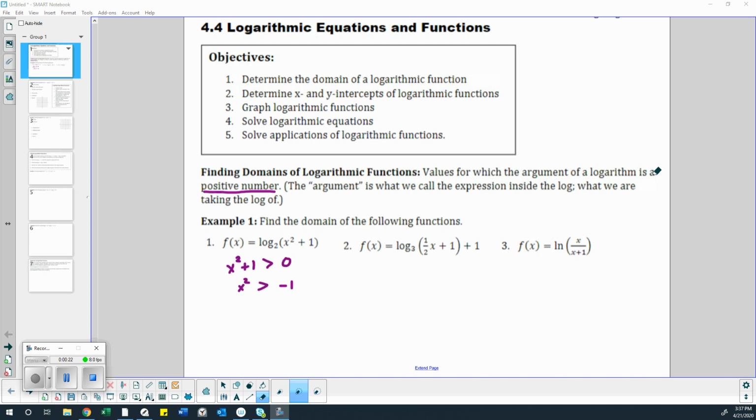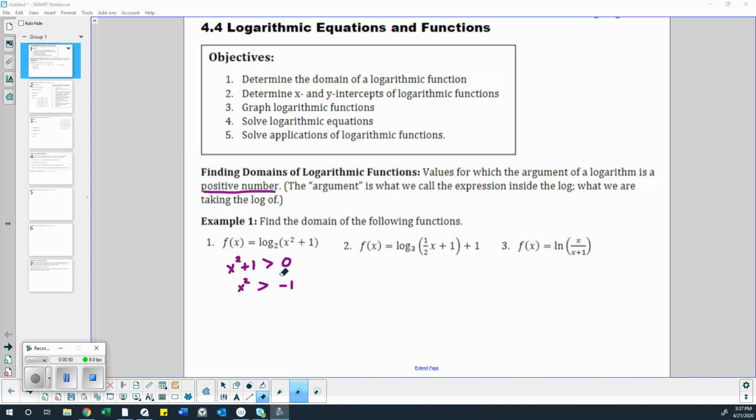Domains are the values for which the argument of a logarithm is a positive number. We can't take the logarithm of a negative number or of 0. The argument is what we call the expression inside the log, what we're taking the log of. So x squared plus 1 is the argument, 1 half x plus 1 is the argument, x over x plus 1 is the argument. So in number 1, I've already taken the argument x squared plus 1 and set it greater than 0, because it can't be 0 and it can't be negative.